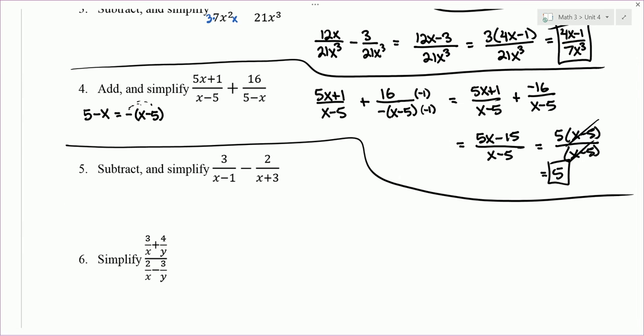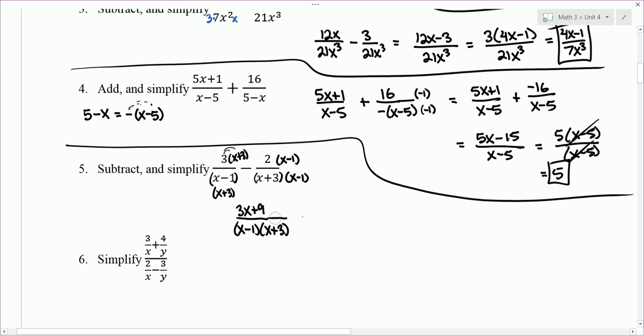Number 5, again we're subtracting fractions. We are going to have to multiply the left-hand side by x plus 3, and the right-hand side by x minus 1. So the first fraction, if I distribute the 3, I get 3x plus 9 over x minus 1 times x plus 3. Don't multiply the factors in the denominator, just the numerator.